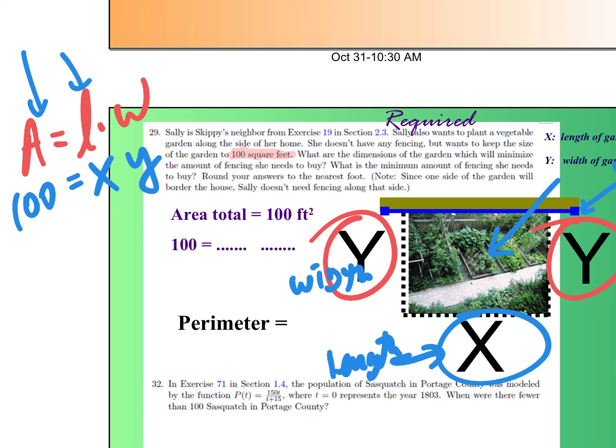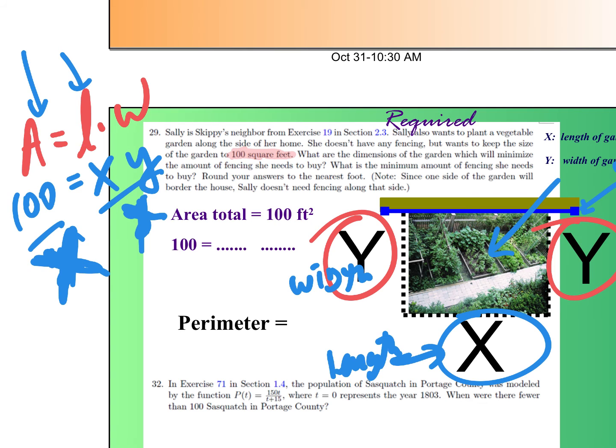Okay. What if I wanted to get X alone? I could just divide by Y on both sides. X would be 100 over Y. Or I could go the other way. Sorry, I could divide both sides by X. And then Y equals 100 over X.